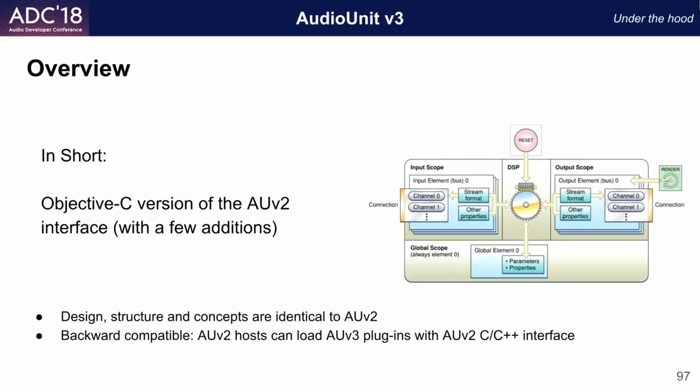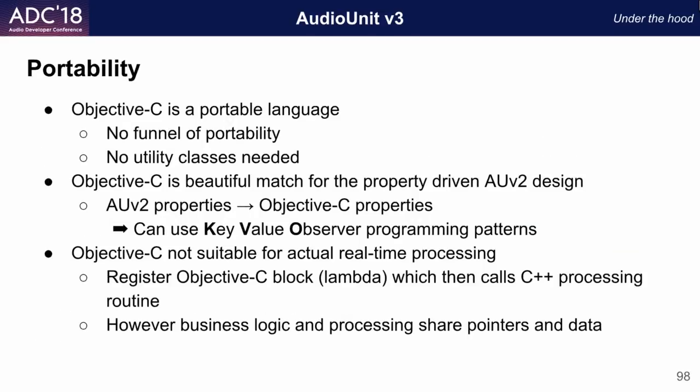And it has really the same structure as AUv2, and that is because it's backward compatible. AUv2 hosts can load AUv3 plugins, so they need to have the same structure under the hood. But it's basically an Objective-C-ified version of AUv2. So instead of dealing with this cumbersome opcode interface, you can now use Objective-C. So we don't have that funnel of portability anymore. There are no utility classes for AUv3, because the interface is so nice you can just use it directly.